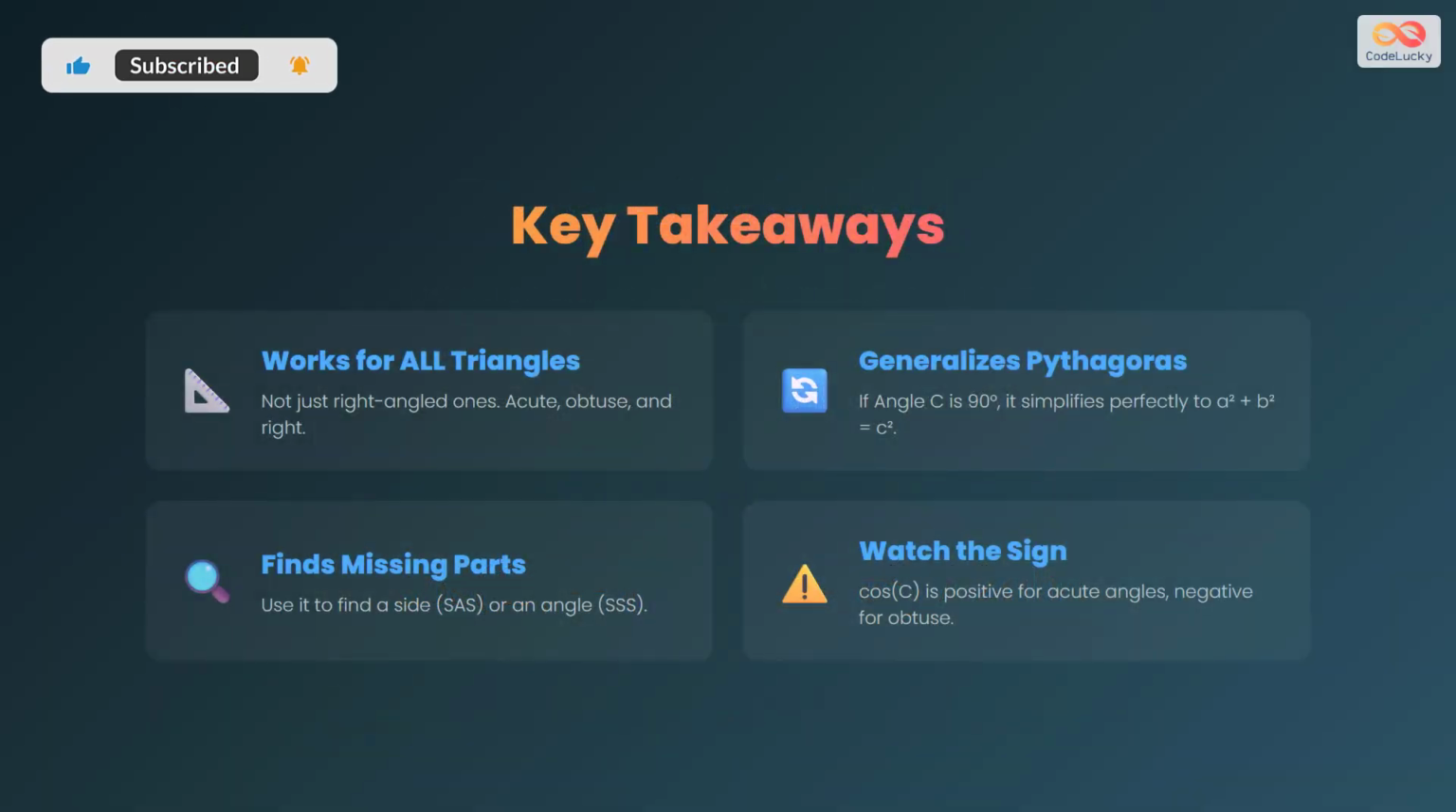To wrap up, the law of cosines is an essential tool in your trigonometry toolkit. It works for all triangles, not just right-angled ones. It generalizes the Pythagorean theorem and allows you to find missing sides and angles given enough information. Just remember to pay attention to the sign of the cosine value.